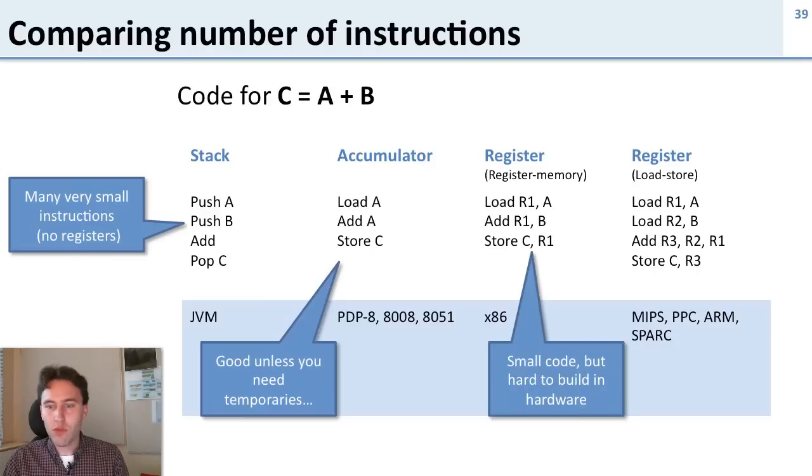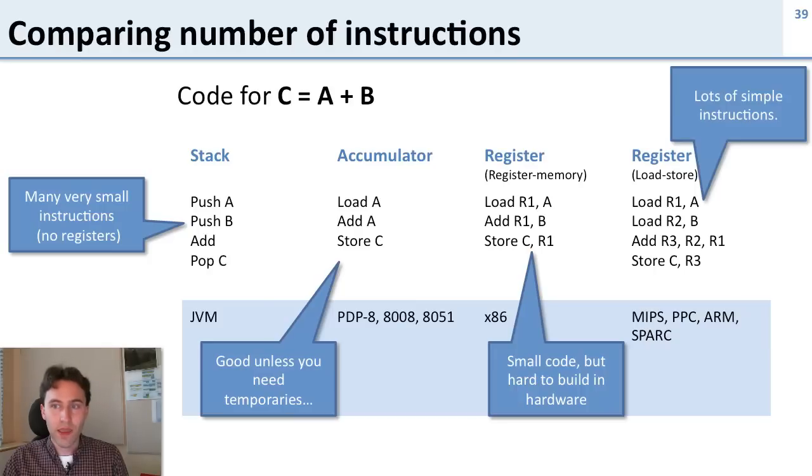The register memory approach has very small code. It's very easy to write code here, but it's hard to build in hardware. Because now when we have instructions that add things to memory locations, we have to go get the data from the memory and do the add. And if we compare it to the standard register load store, this is what MIPS has, we see we have lots and lots of simple instructions.